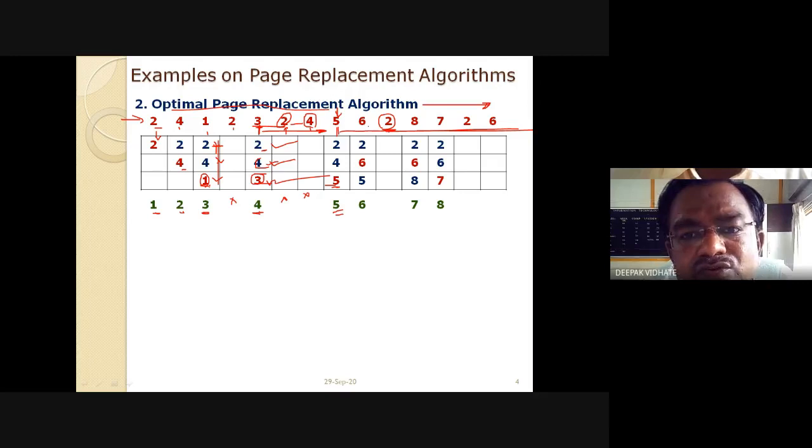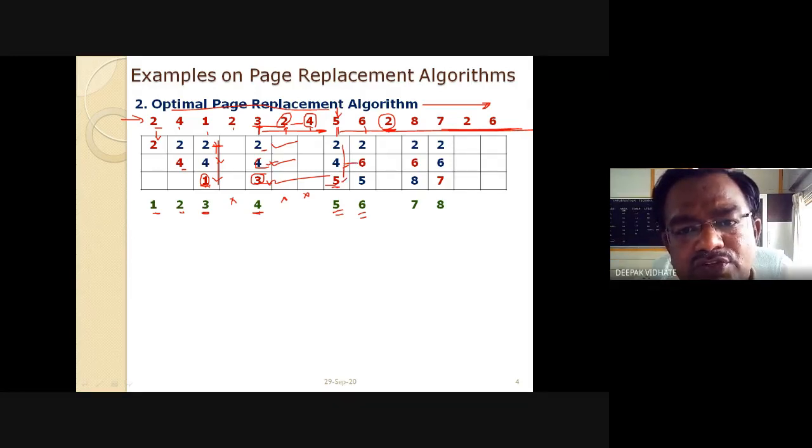Right, now go to the 6. 6 is not here in the memory. Page fault number 6 occurs, and from 6 you have to compare 2, 4, 5. So 2 is required, and 5 is not required, and 4 is also not in the list. That's why you can replace either 4 or 5. So I have replaced 4 with 6, right? Then go to the next 2, but 2 is there in the memory. There is no question about the page fault.